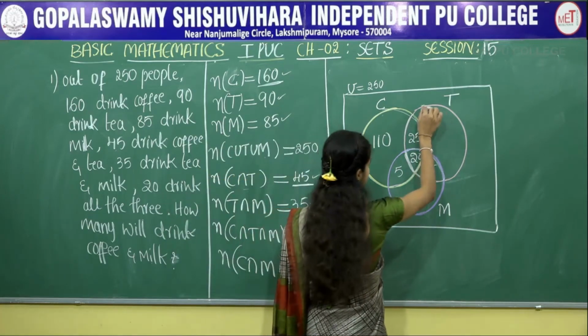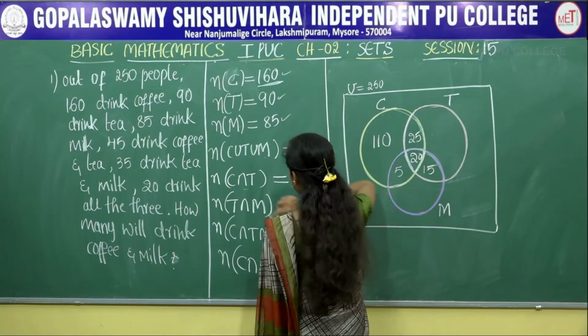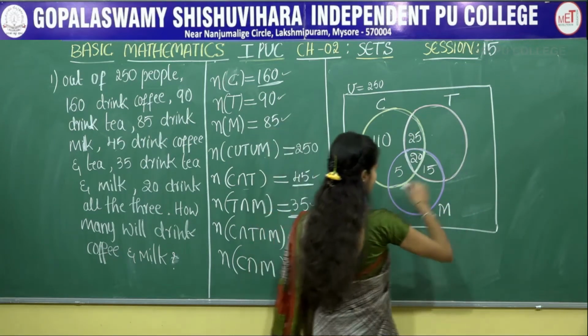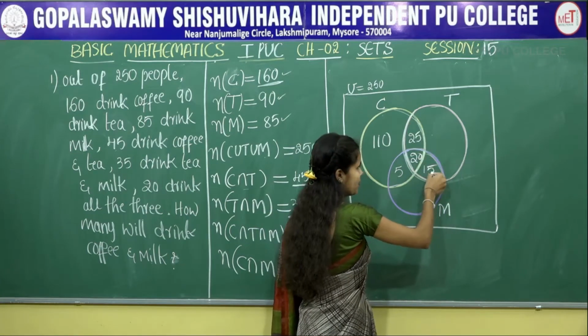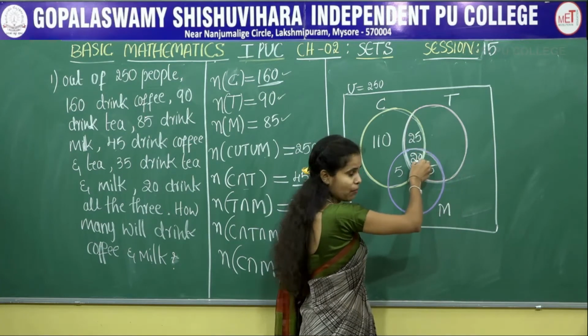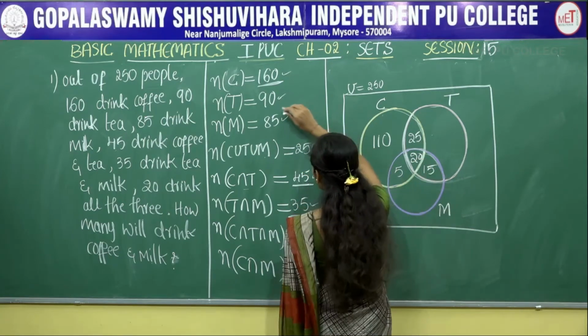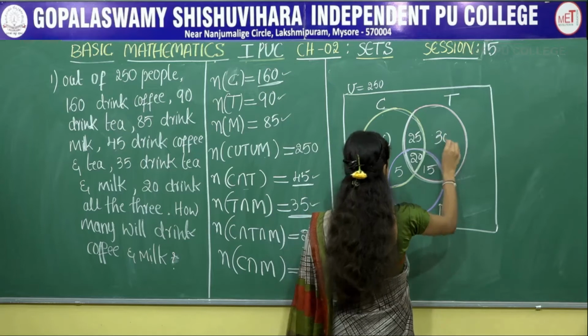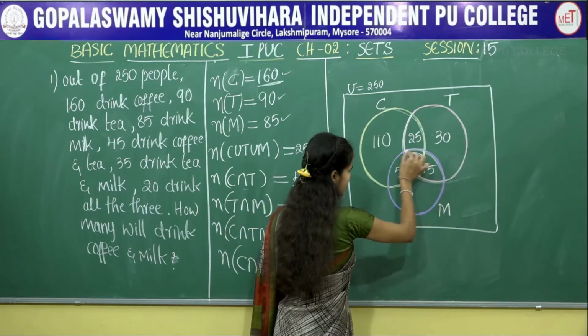Next, in set T, we have 90 members. Already in this circle we have written 25, 20, 15. So 25, 20, 45, 45 plus 15, 60. We want 90, so remaining 30. Okay. Next, fill this circle.